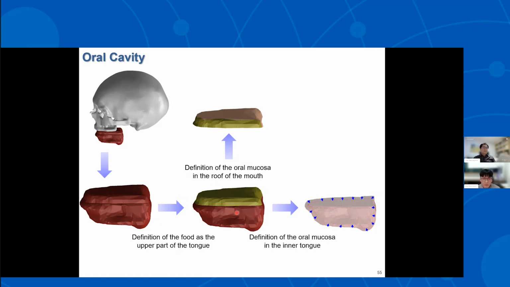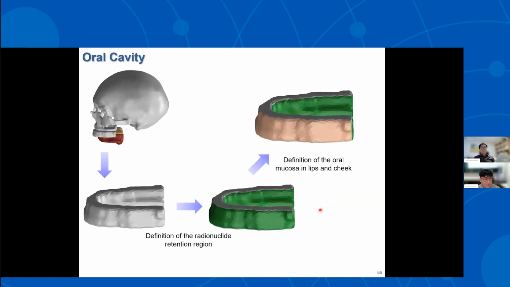And then the oral mucosa in the roof of the mouth is also defined. At the same time, the oral mucosa in the inner tongue is also defined in the lower part of the tongue. And in addition, the radionuclide retention region is defined by adding a 10 micrometer layer on the teeth surface, and then oral mucosa in the lips and cheek is also defined.